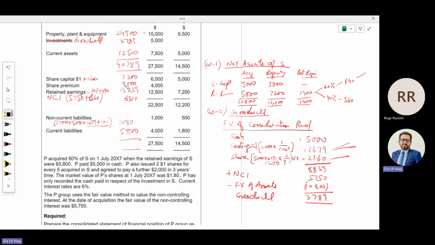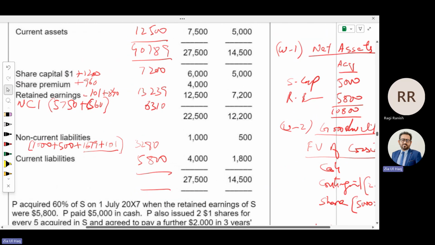And the remaining will be charged to share premium. 1,200 multiplied by 0.8. What's that? 960. So share premium will be 4,960. Is that right? Yes. Now, can you please calculate total equity and liabilities for me to see whether they equal 40,789?